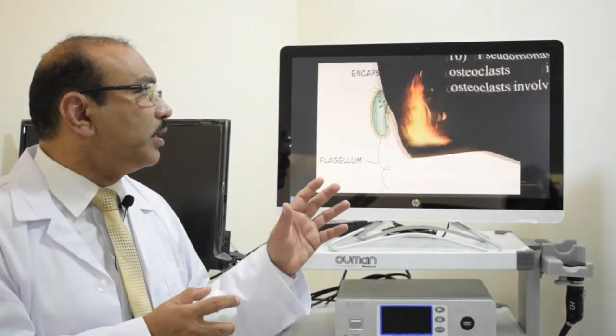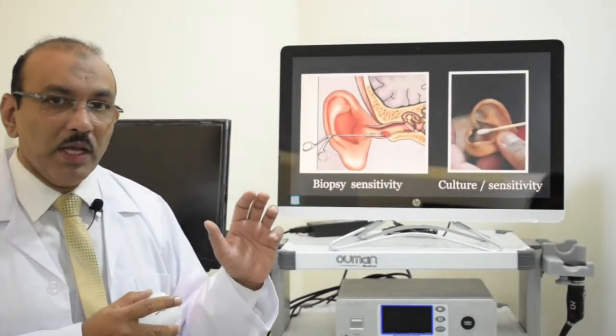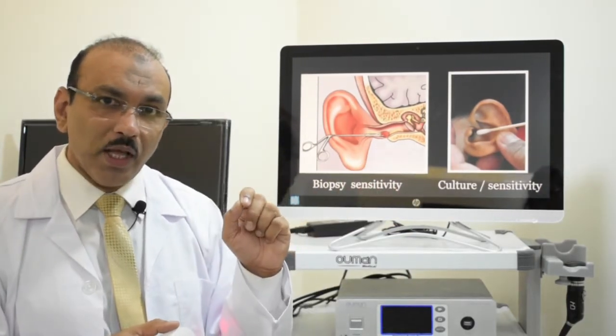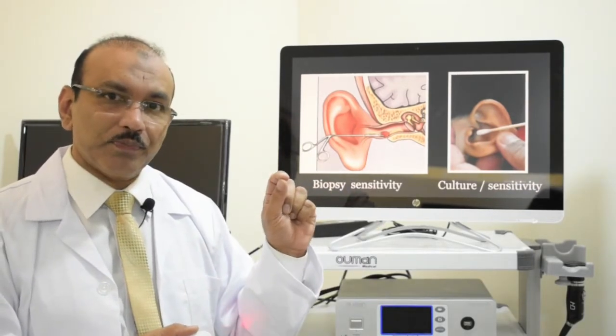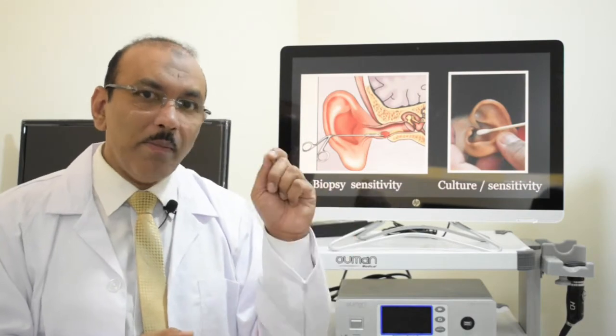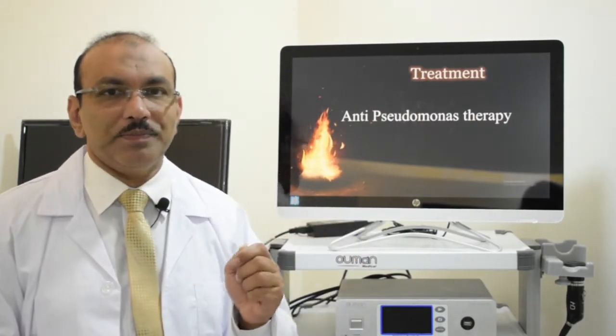Now, coming to the investigation part. When it is infecting the ear, you can take an ear swab, or if there is tissue, you can take the tissue for culture. If it is in the sinus, you have to take a swab of whatever discharge comes from the sinus, and if it's a chest infection, we have to take sputum for culture.